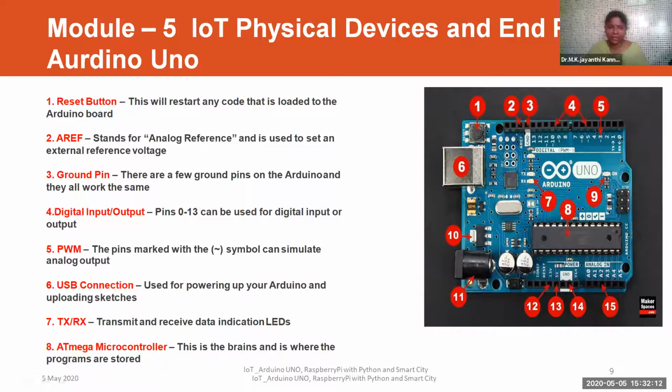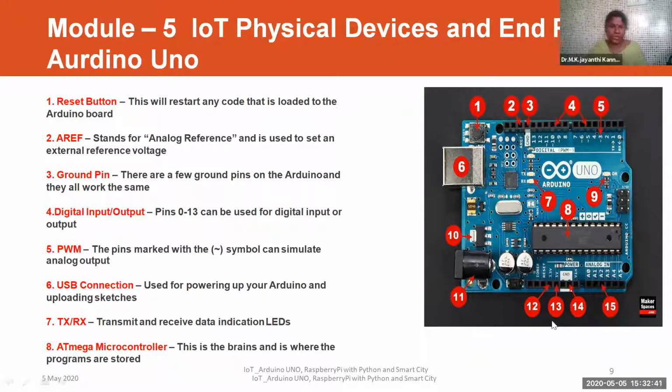And the eighth one is called ATmega microcontroller. This is the brain and it is where the programs are stored. So the eighth pin is called ATmega controller. This is the main chip where the programs, operating system and all those components are stored. It is called the brain of the microcontroller. So here the programs and other control signals, all the data will be saved in the ATmega microcontroller.